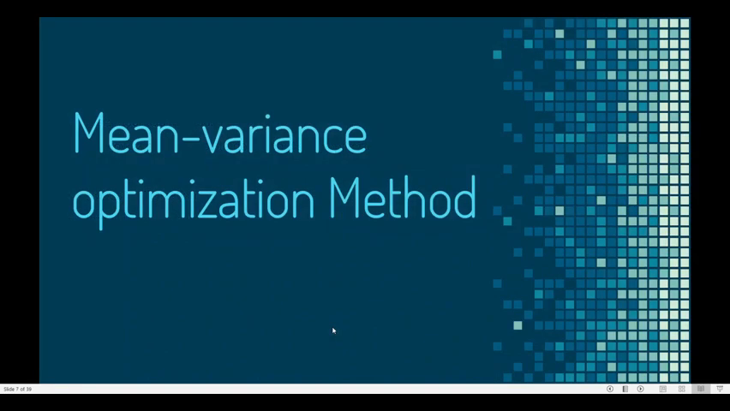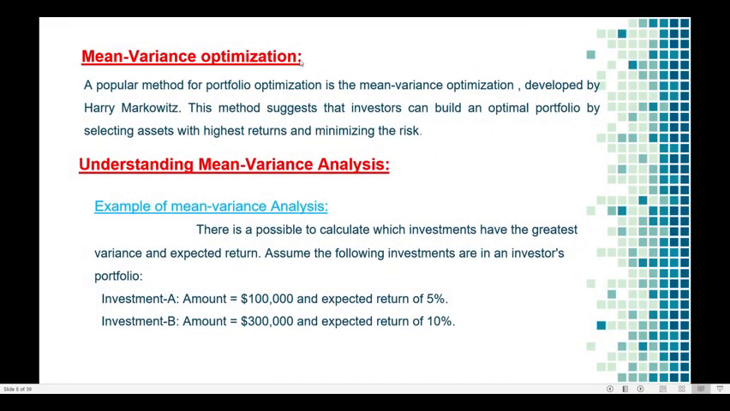Here we are using one of the famous and popular methods for portfolio optimization, that is the mean variance optimization method. It was developed by Harry Markowitz. This method suggests that the investor can build an optimal portfolio by selecting the assets with the highest returns and minimizing the risk. Let us understand how we can calculate the portfolio return and variance in the mean variance optimization method.